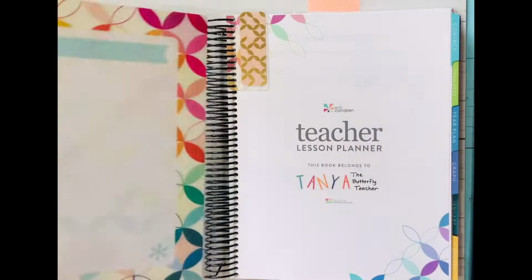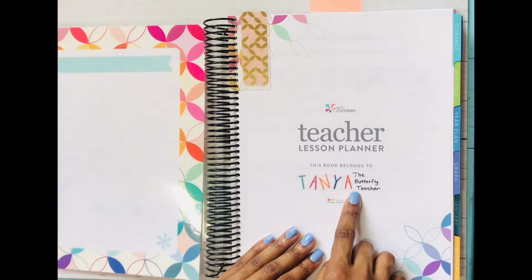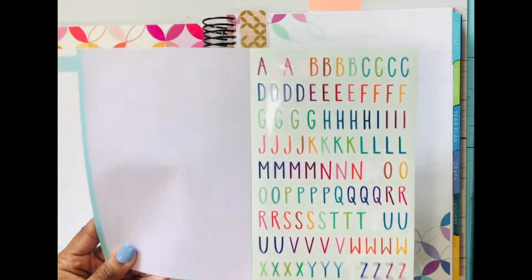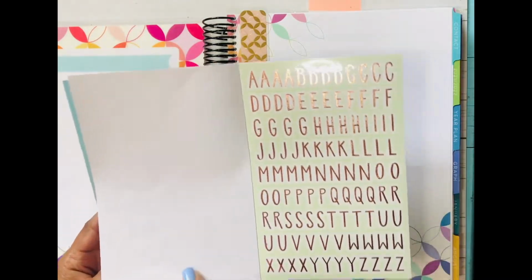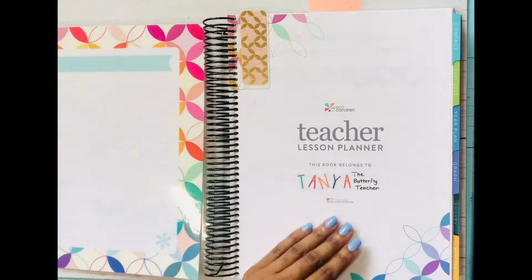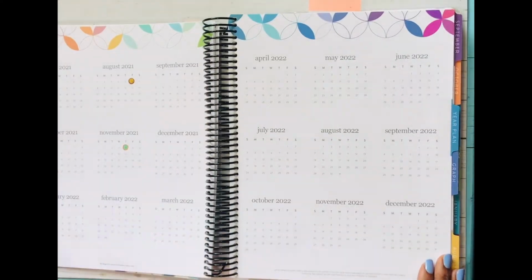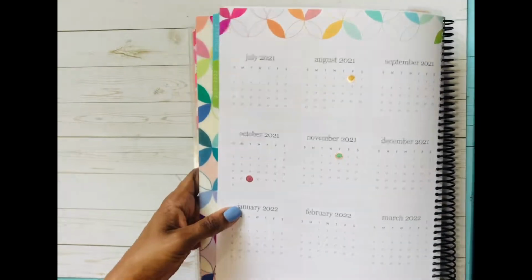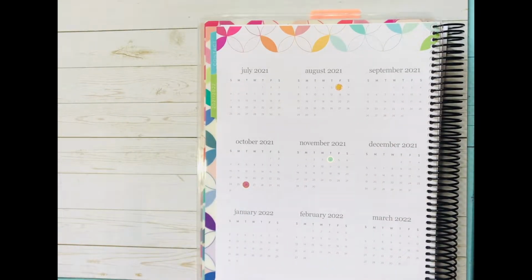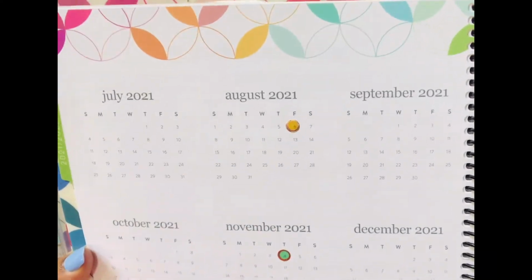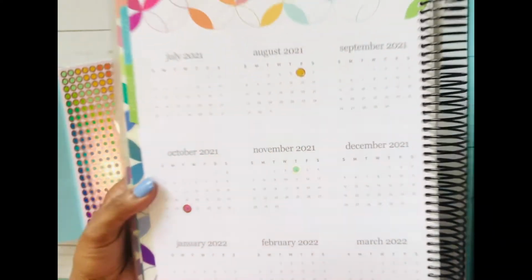All right, my friends, to kick off our lesson planning, I've already set up a few basics in my teacher lesson planner. I have a couple of the Cool for School sticker books from Erin Condren, so I went ahead and added my name to the front. I'll get to all of those logs and charts at the very front later. You know how it is. When we're busy, we do the bare minimum right there at the beginning, but I'll get to it.